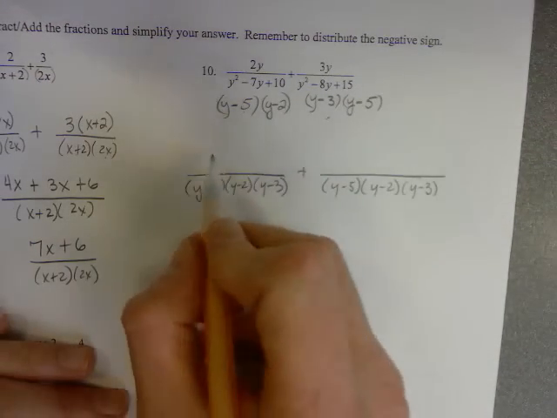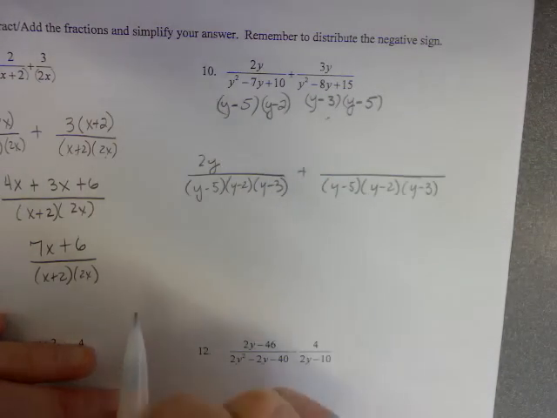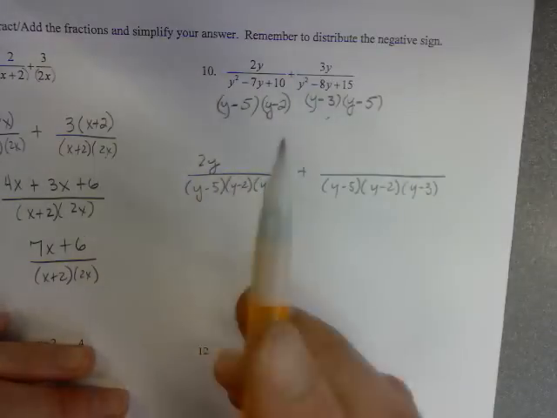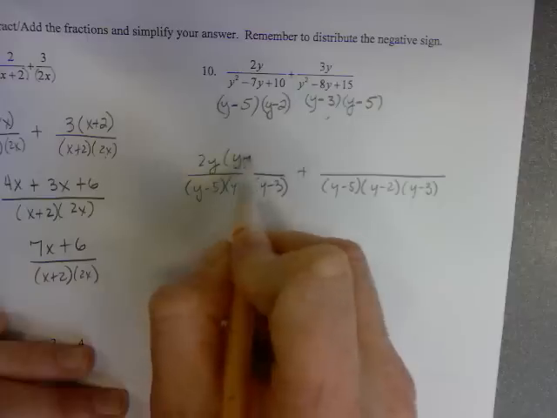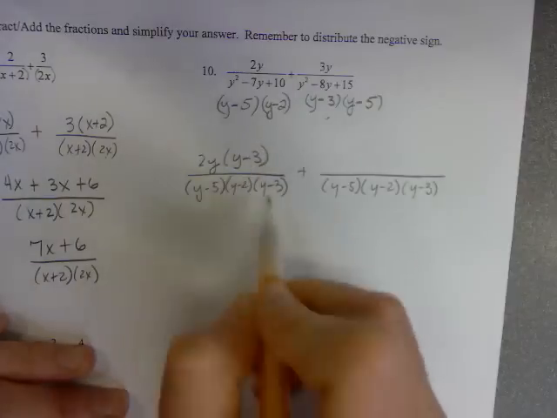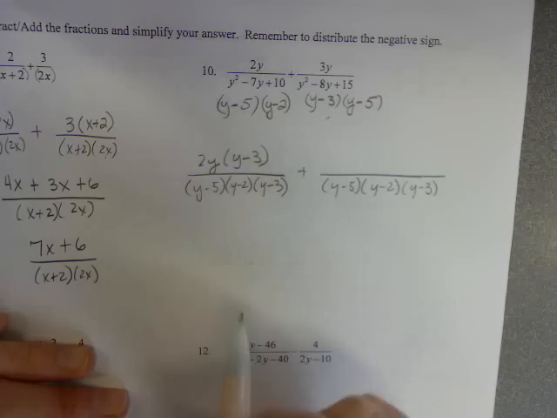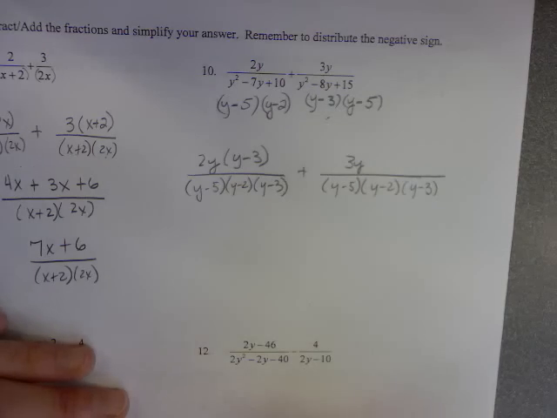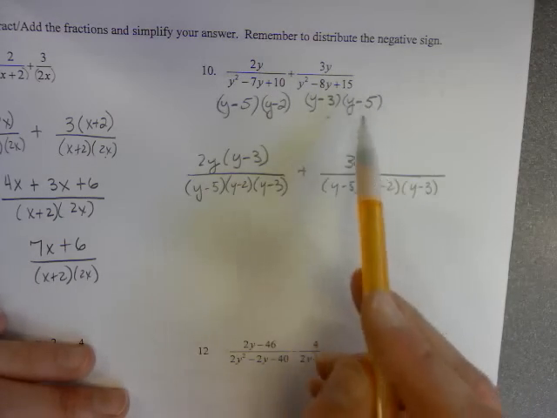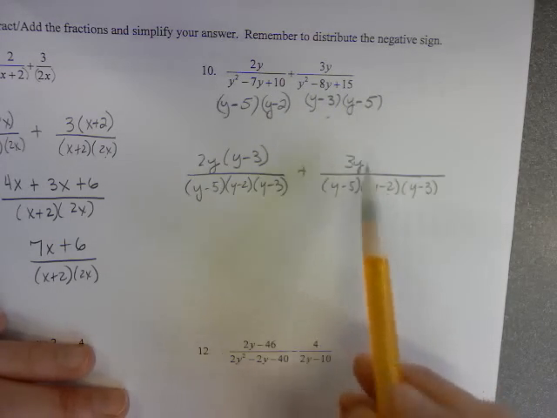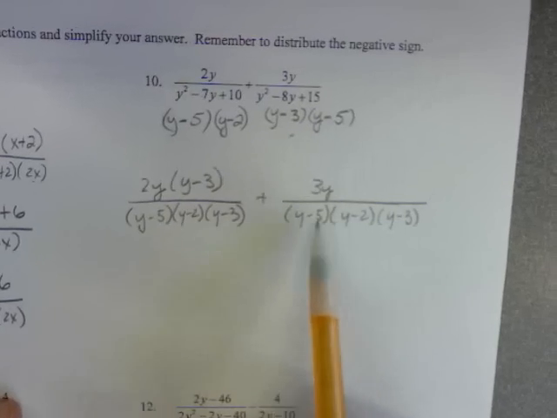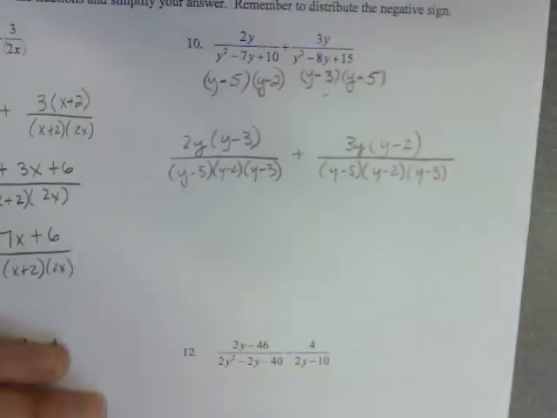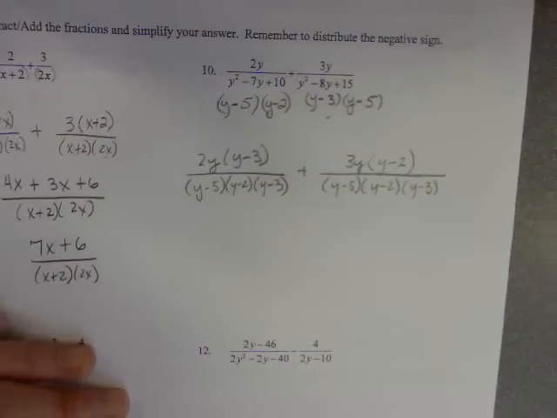Okay, so we had the 2y in the numerator. So what we did not have in the denominator was the y minus 3. So I need to put y minus 3 into the numerator because I multiplied it into this denominator. We keep the 3y that was originally in our problem, and we look to see what's missing from this denominator. We have the y minus 3 and the y minus 5, but we didn't have a y minus 2, so we need to multiply the numerator by the y minus 2.